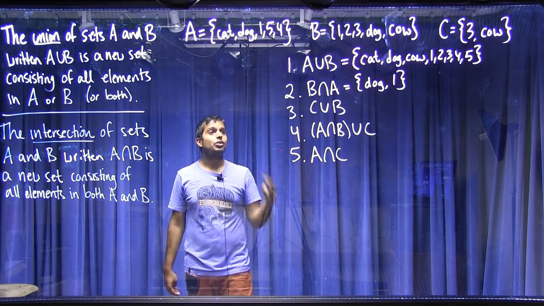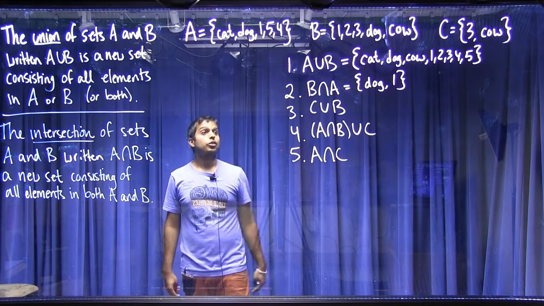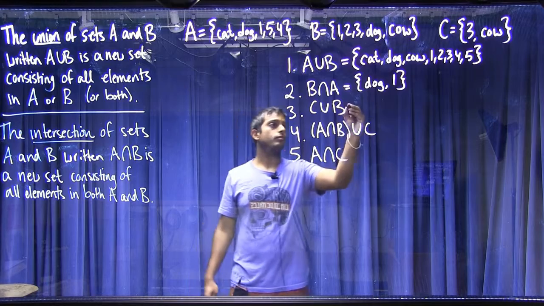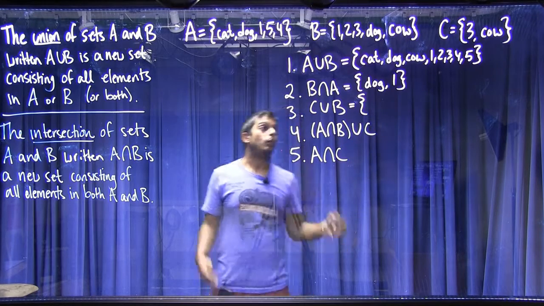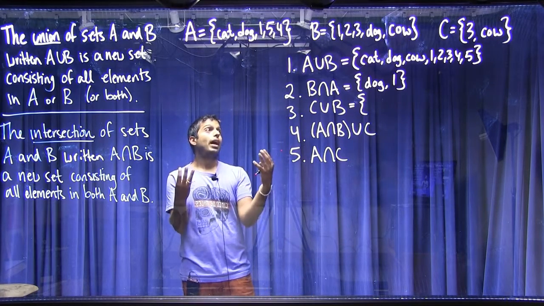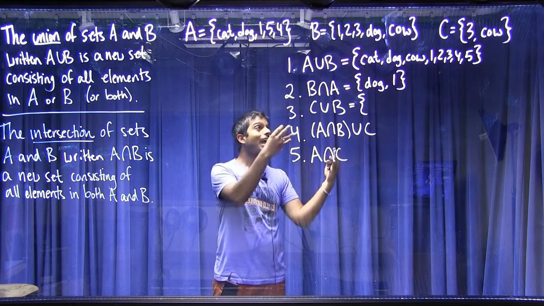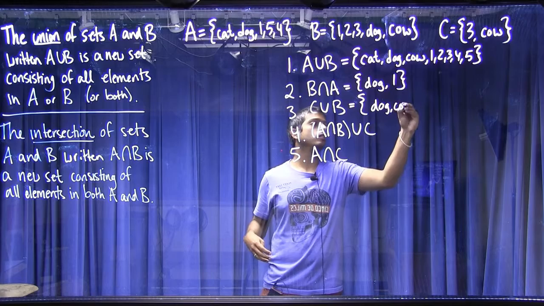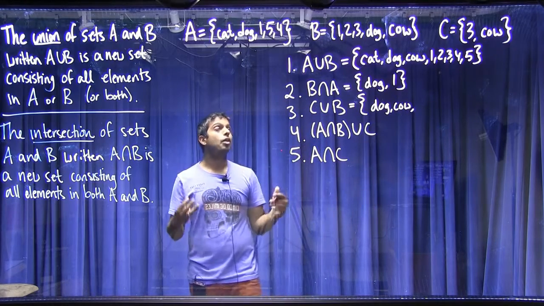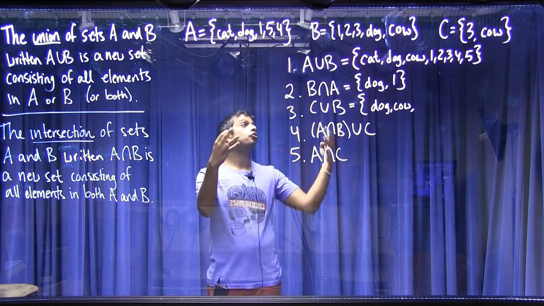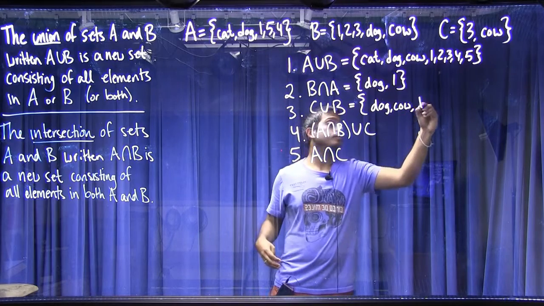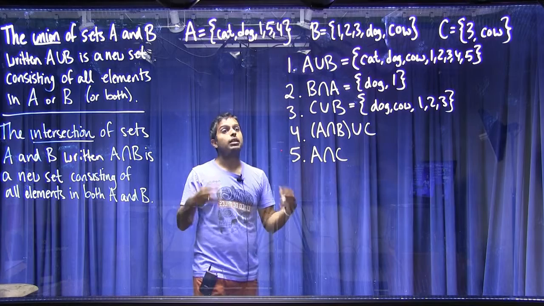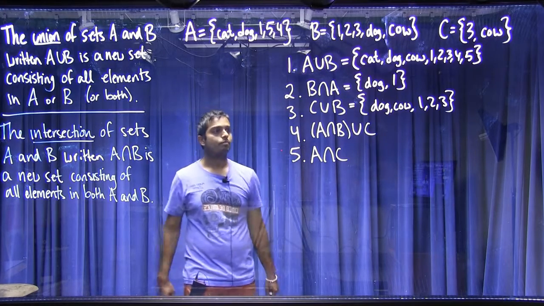Now let's go on to C union B. So this will be all the stuff in C or all the stuff in B or both. Again, we can go animal first. So I see dog and cow. And then we can do the numbers. I see the numbers 1, 2, and 3. And again, we're not writing stuff twice because in sets there are no repeats.